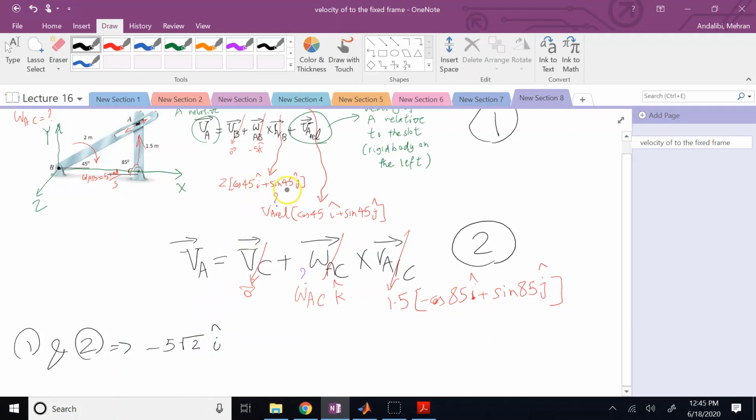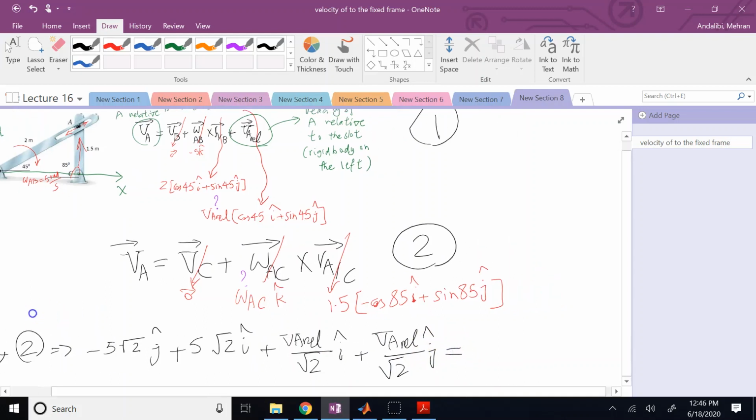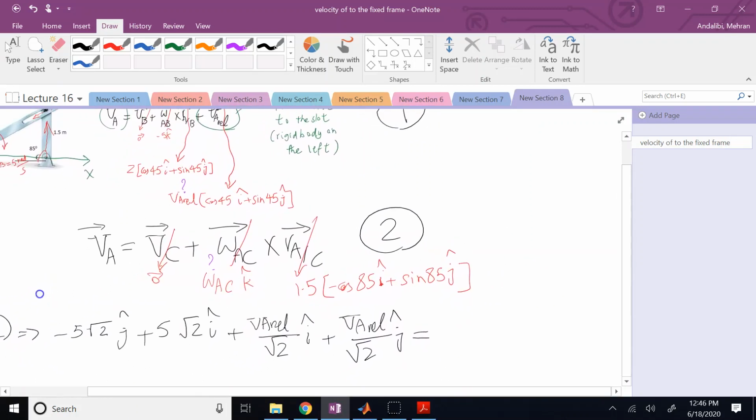and then you have k cross j, which is negative I, but you have another negative going to be positive, so plus 5 square root 2 I, and remember this is j. And then plus VA relative over square root 2i plus VA relative over square root 2j. This is the left hand side, the right hand side of 1, the right hand side of 2. We also simplify.